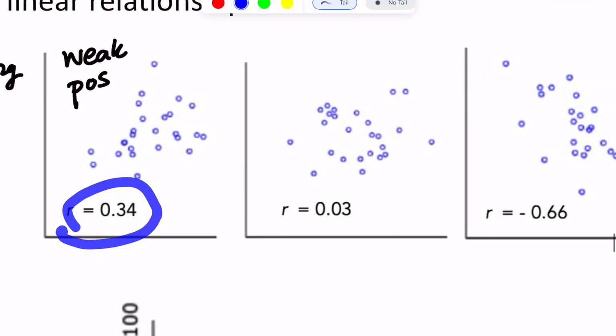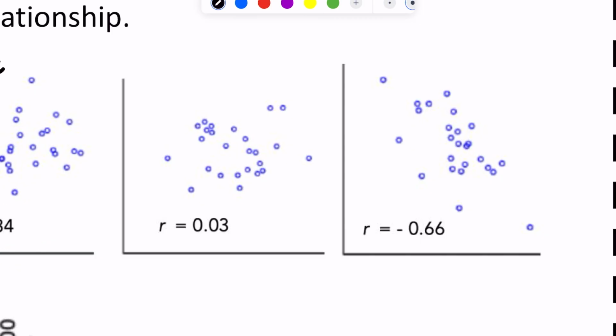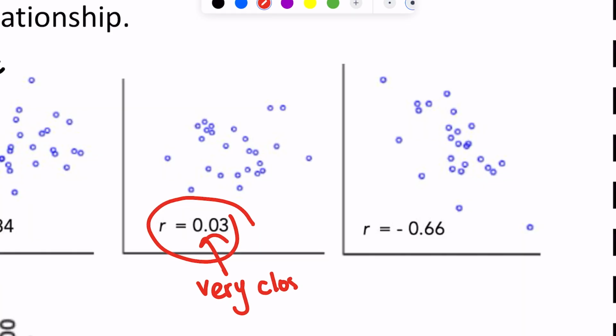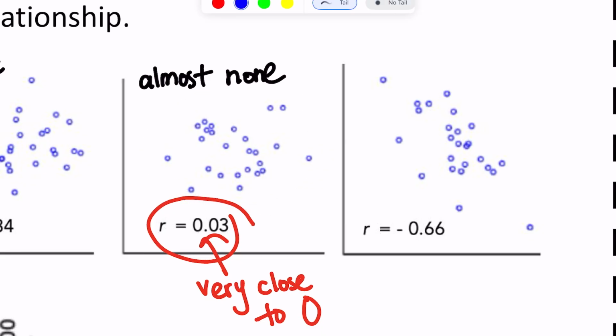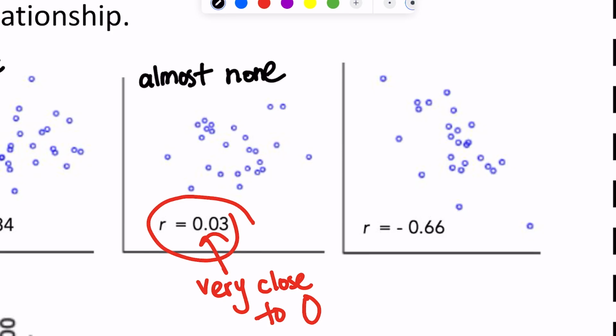As we get closer to 0, it gets weaker and weaker. And in fact, this next one here is very close to 0. So close to 0, in fact, that this scatter plot, I would say, has almost no relationship at all. See how almost random these dots look? There doesn't seem to be very strong or almost any trend at all. And the final one here, I would say, is moderate negative.